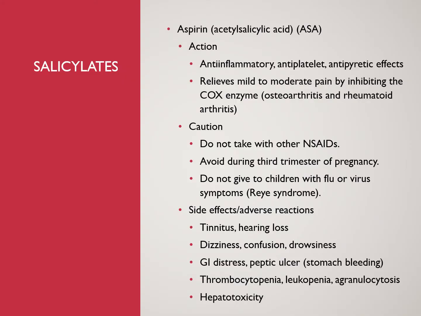So aspirin, that's one of those. That's one of the first salicylates that we're going to talk about. Its action has an anti-inflammatory, antiplatelet, antipyretic effect. It relieves mild to moderate pain by inhibiting the COX enzyme. It's used for osteoarthritis and rheumatoid arthritis. We want to caution because you don't want to take other NSAIDs with it. Avoid during the third trimester of pregnancy. Do not give to children with flu or virus symptoms because of Reye syndrome. We just don't give aspirin to children at all really anymore.